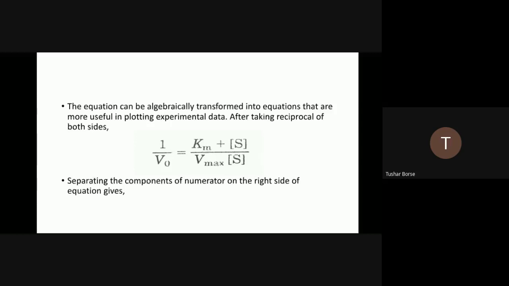So sir just said that practically it's not possible to get accurate values of Vmax from the previous graph. So we are taking the reciprocal of both sides. The reciprocal becomes 1 upon V0 is equal to Km plus S divided by Vmax into S.